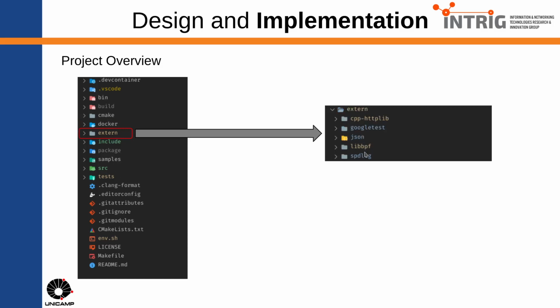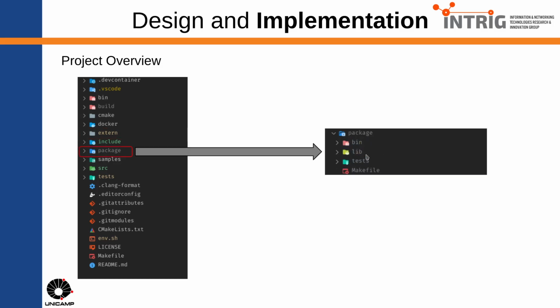Here are some external libraries that we use. We are based on libbpf, and some libraries for logging, and this one is for testing. We'll explain later. This package is a folder that is generated using CMake. Here we have the lib folder that will have the library, and some binaries regarding the tests if you want to test.